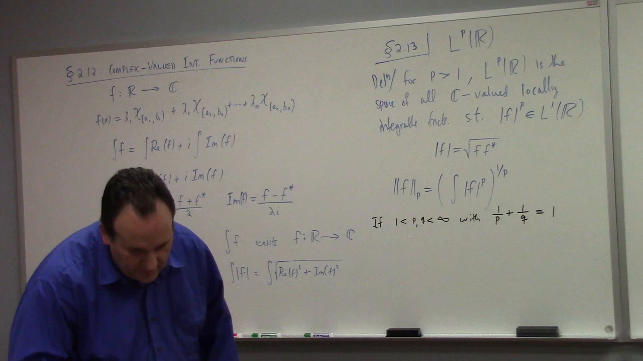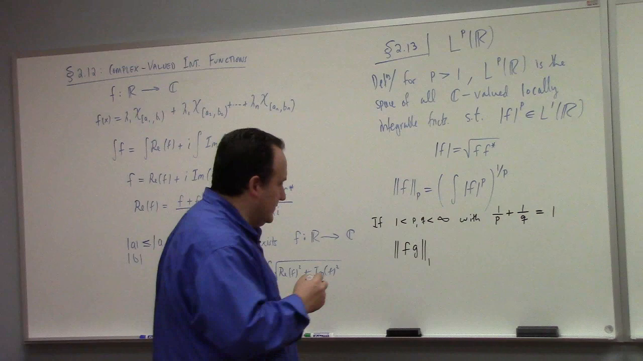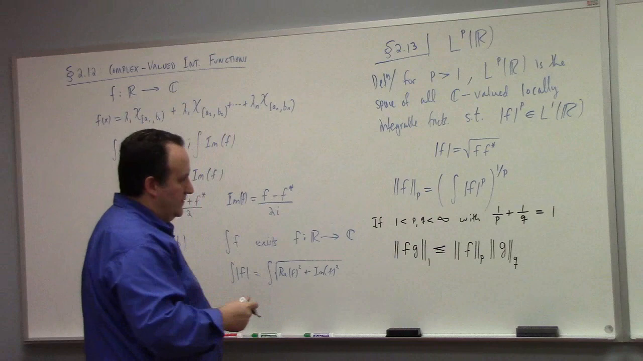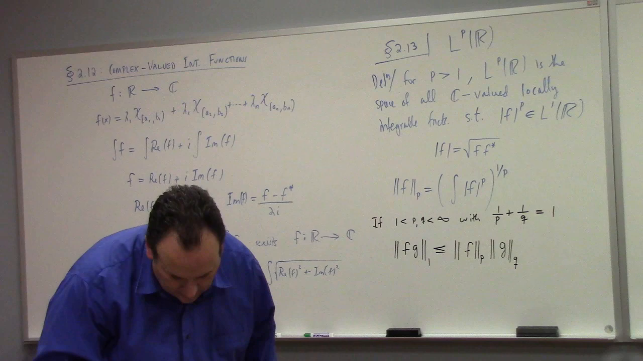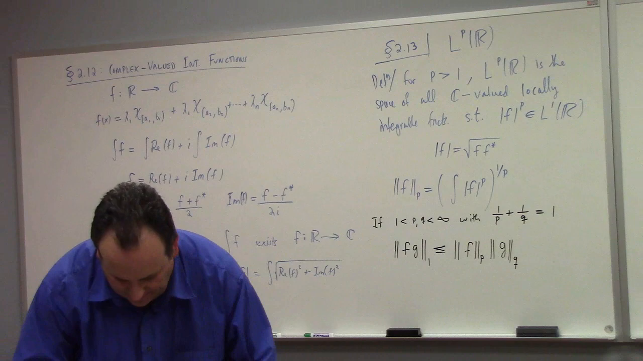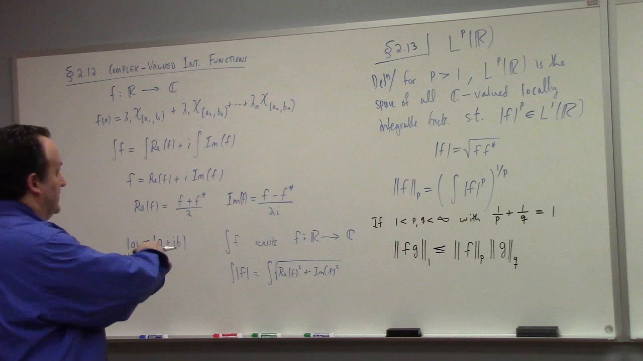then you get that the 1 norm of the product f and g is less than or equal to the p norm of f times the q norm of g, where, of course, these are defined as above. So this is Holder's inequality, and the proof is given on pages 74 to 75. I have a strong suspicion that it's very much analogous to what was done earlier in chapter one, but I haven't double checked on that, so truth in advertising here.